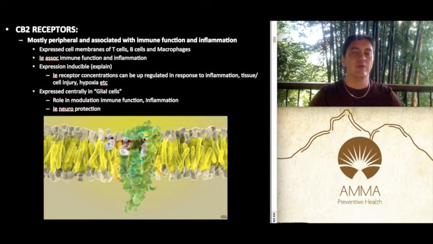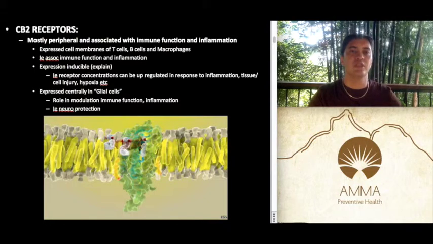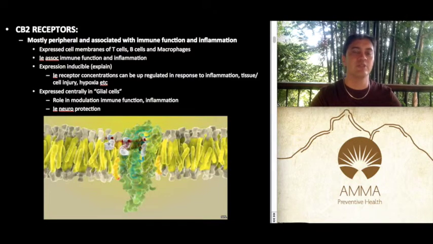They are expressed on the cell membranes of T cells, B cells, and macrophages, the main cells of inflammatory response, and are associated with immune function and inflammation. Expression is inducible. This is saying that receptor concentrations of CB1 and CB2, especially in this case, receptors are upregulated in response to inflammation or tissue damage, cell death, hypoxia, etc. CB2 receptors are also expressed centrally in glial cells and have a role in immune modulation function and inflammation, i.e. neuroprotection of the brain.